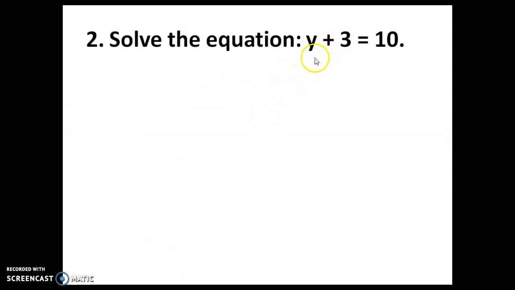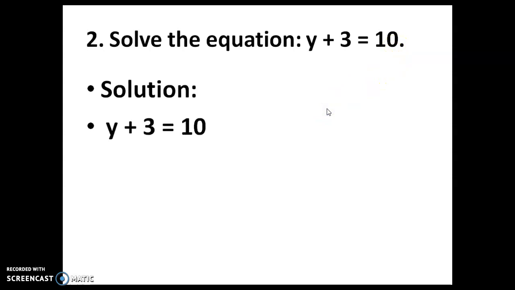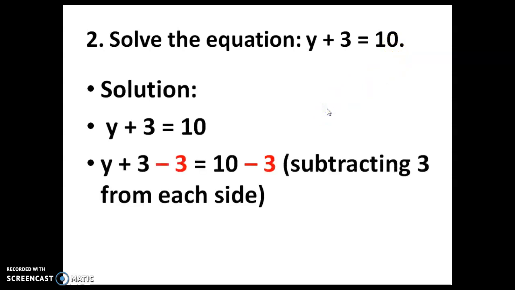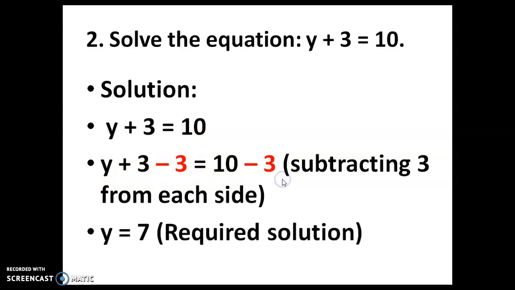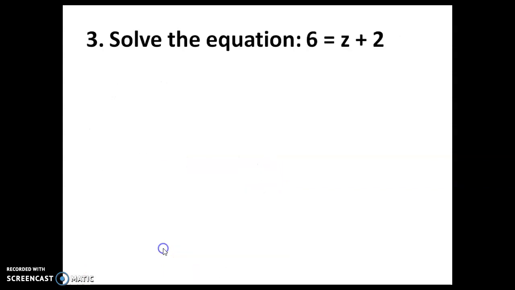We have to find the value of y. y plus 3 equals 10. Very similarly we can do this. In order to remove this plus 3, we are going to subtract 3 on both sides of the equation, in the LHS and RHS. So plus 3 and minus 3 will go. So y equals 10 minus 3. 10 minus 3 is 7. That's the required solution.